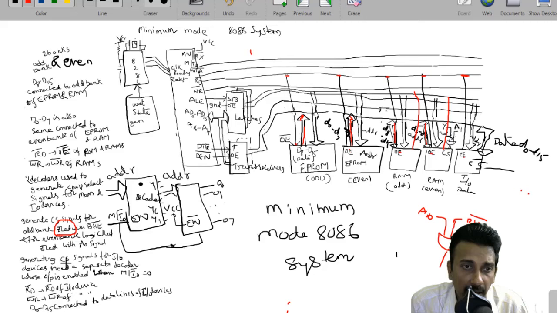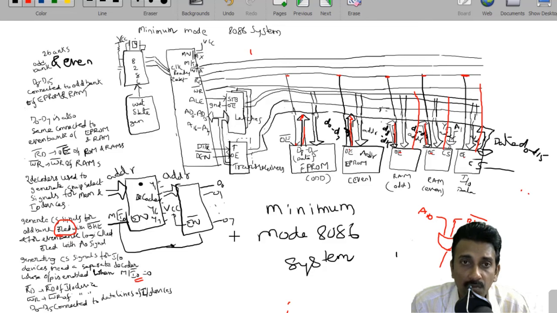For generating the chip select signals for IO devices, we have a separate decoder whose output is enabled when M/IO bar is equal to 0. So whenever M/IO bar is 0, a separate decoder runs for accessing the IO devices. As usual, in the IO devices also, RD bar is connected to the RD bar and WR bar is connected to the WR bar of the microprocessor, and D0 to D15 are also connected to the transceiver ICs. This is the basic 8086 minimum mode system.